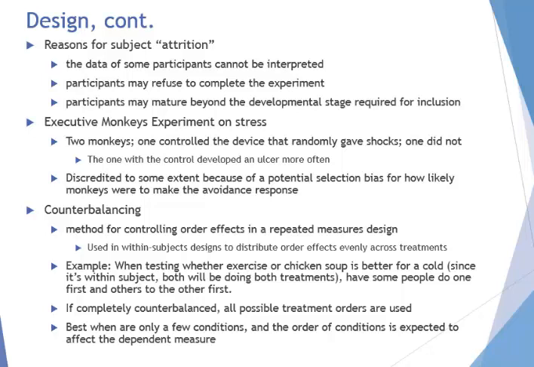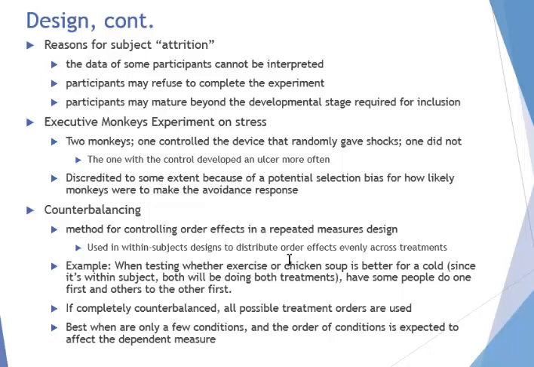That was an experiment to show that executives are under higher pressure, as opposed to people who are not executives, that whether their company fails or does well is really beyond their control. And the reason why this was disqualified, at least to some extent, was the potential selection bias for how likely the monkeys were to make the avoidance response. Essentially, they were tested in a way that did not properly control for that possible difference in selection bias.